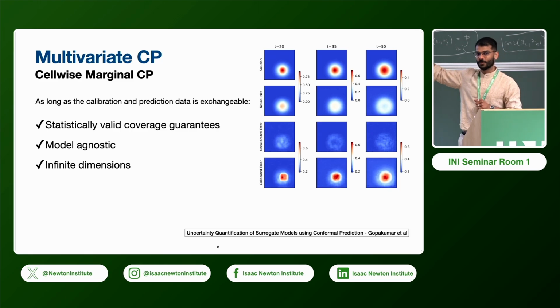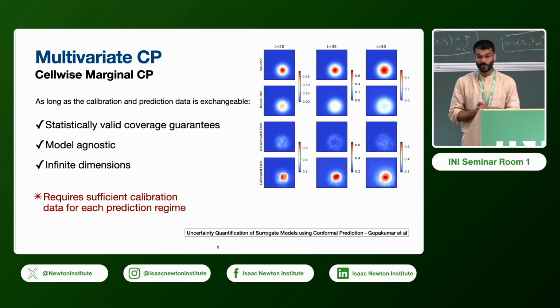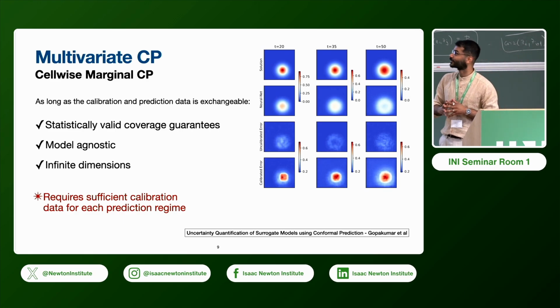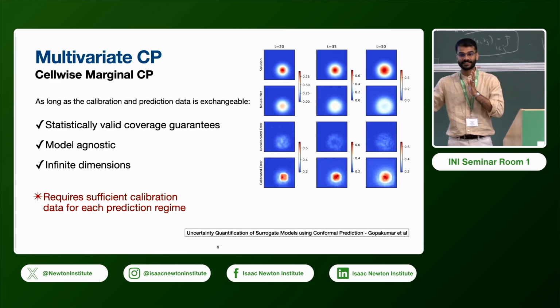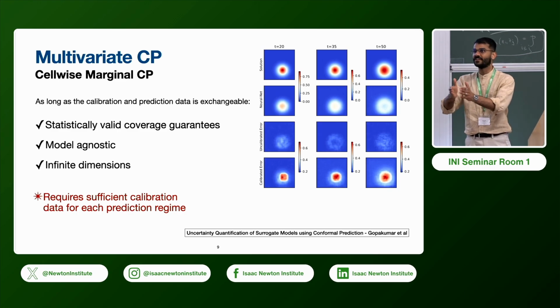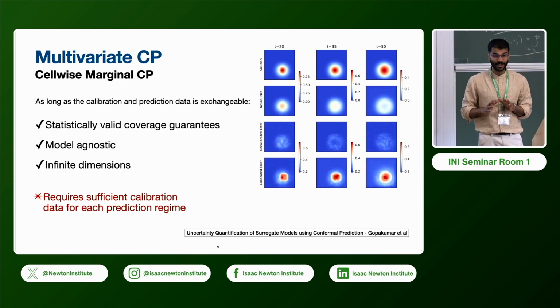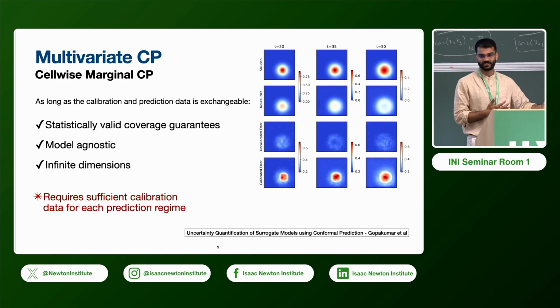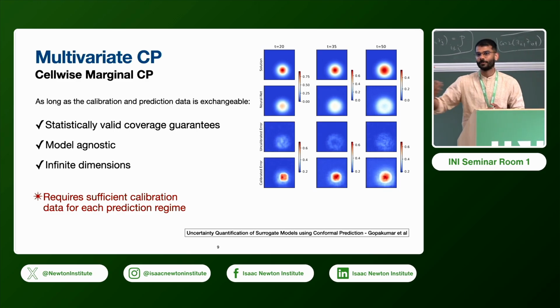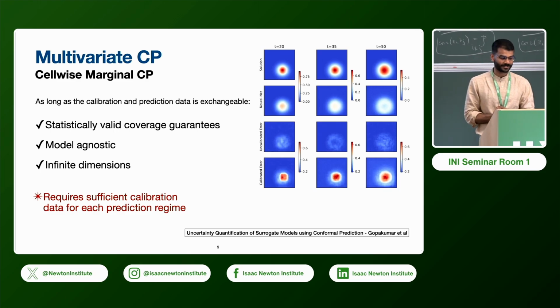But there's that one key word which keeps coming back to bite us, which is the statistically valid part of it. The big challenge is that we require sufficient calibration data to get these calibrated error bars, and we need that data for each prediction regime that we want to explore, understand and study. That became a big problem because, like I said, these simulations aren't cheap. We can't afford to build 100 or 1,000 for each of these case settings.